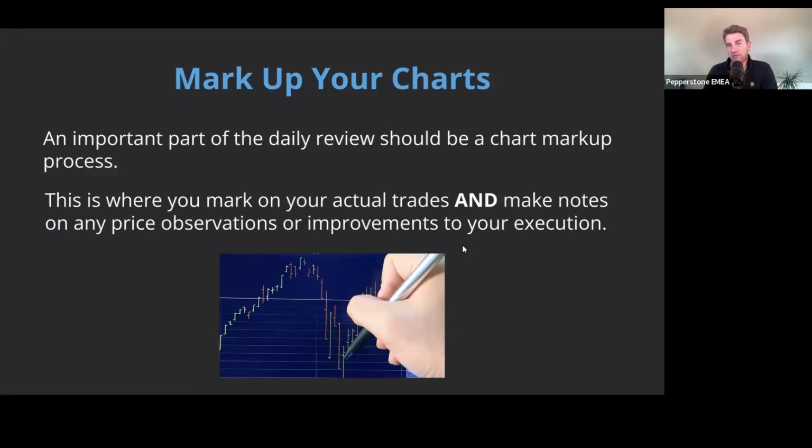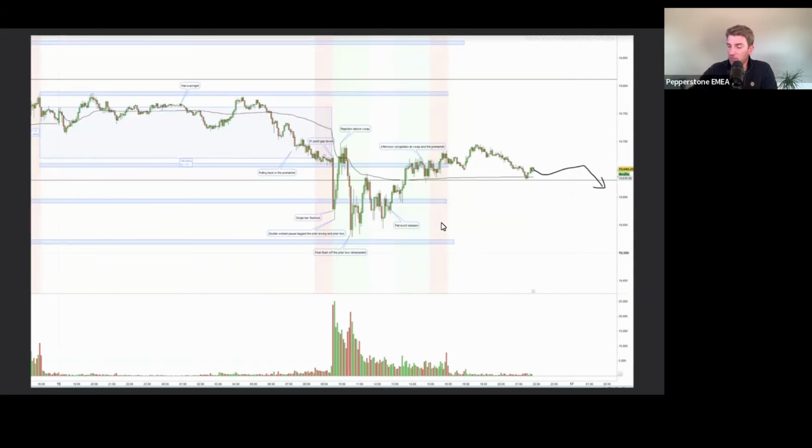Now, we'll talk about hindsight bias in a second, but here's an example from one of the traders who won't mind me sharing, and I'll keep him anonymous. He puts little markers on and says stuff like flat overnight, pulling back to the pre-market, little observations. Oh, it's punched up through here, it's retested here, the VWAP's there. This is just something you'll do every day or throughout the trading session, just making observations.